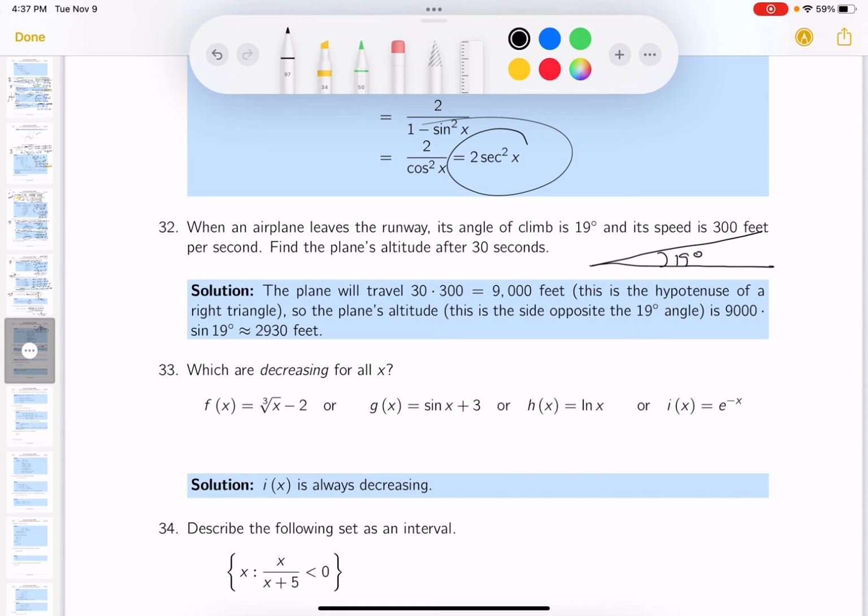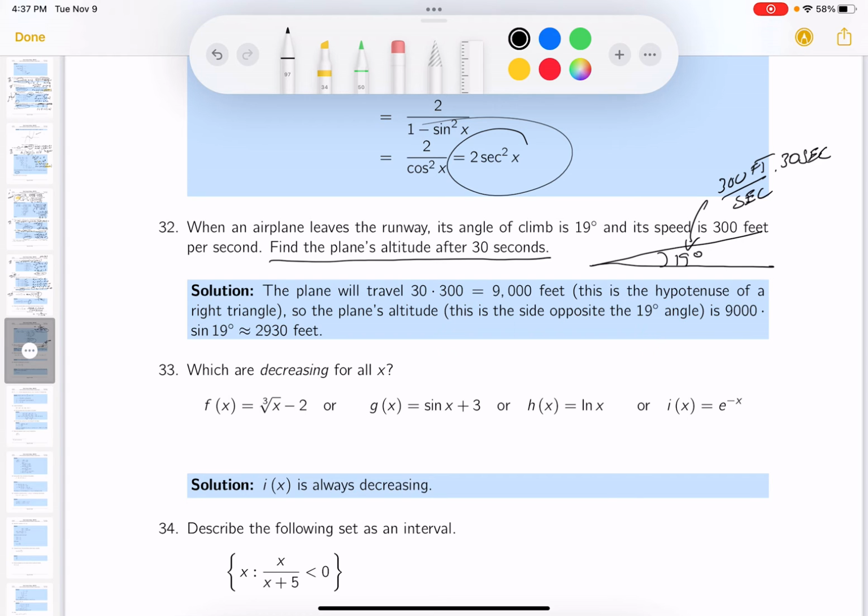Its speed is 300 feet per second. All right. Now, by the way, I want to point out, the speed of the plane is its speed through the air. So the speed is going to be the hypotenuse of the problem, and it's 300 feet per second. But I have to get a distance out of this. And over here it says, find the plane's altitude after 30 seconds. So this is going to be a distance now. It's rate times time. And what would that give you? That would give you 9,000 feet.